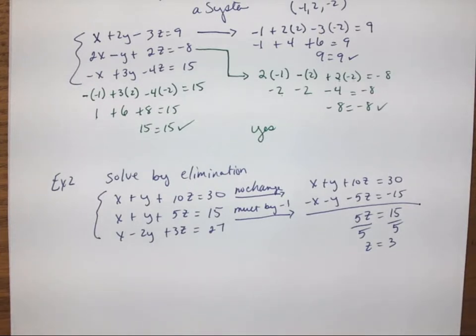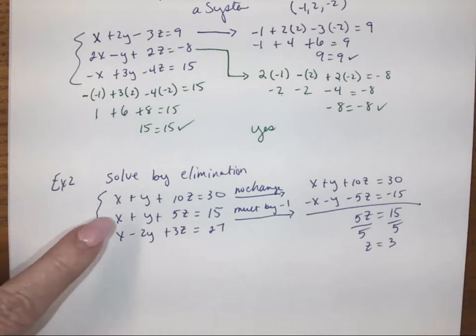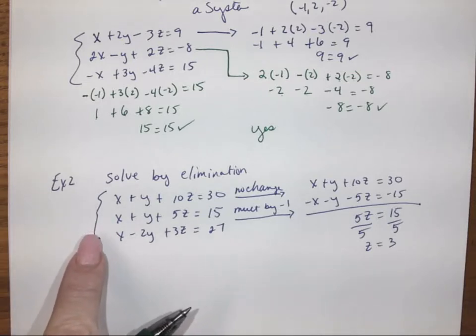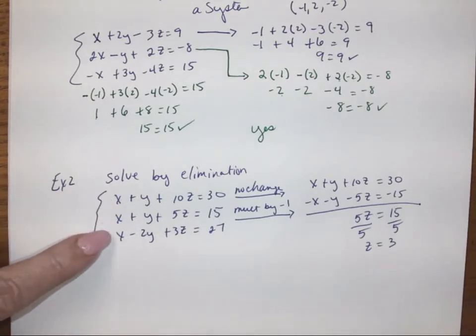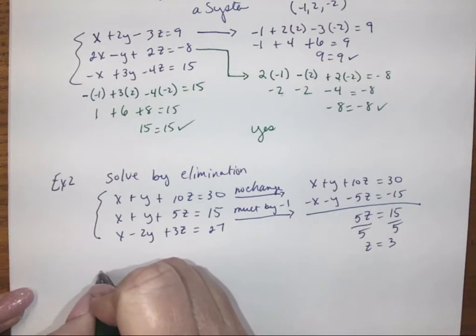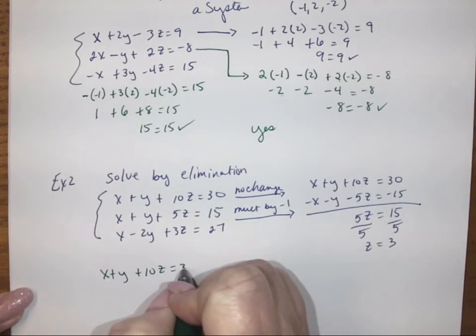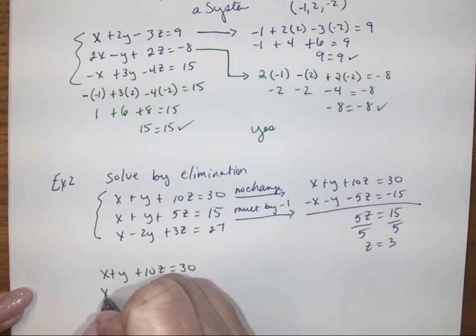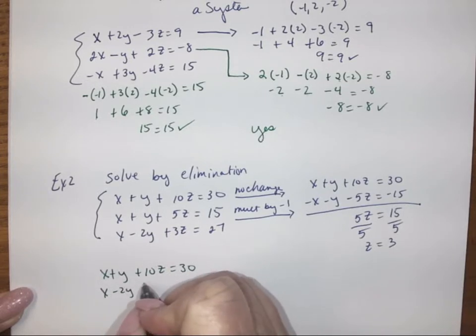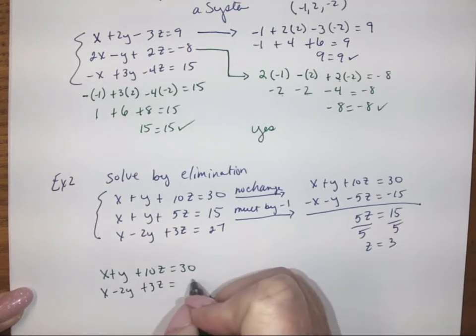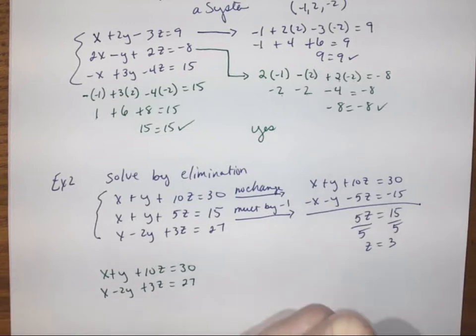So now we need to pick two other equations, and we need to figure out what we want to cancel and what we're going to solve for. So let's take the first one and the third one. So I'm going to reset these up as x plus y plus 10z equals 30, and x minus 2y plus 3z is equal to 27. That way you can see completely what I'm doing.